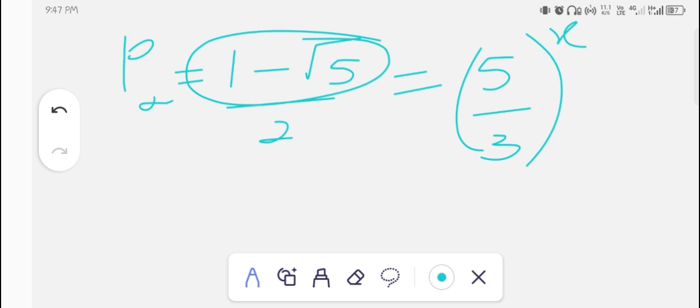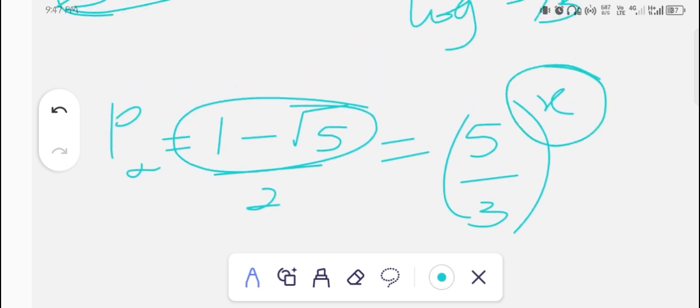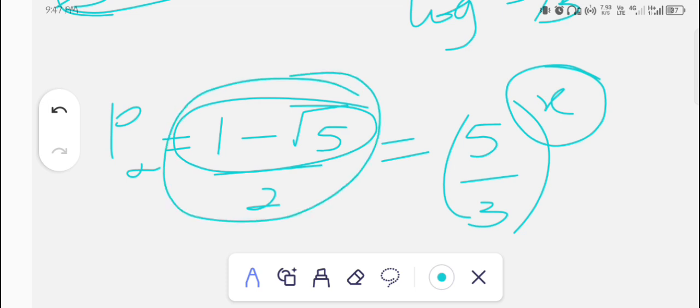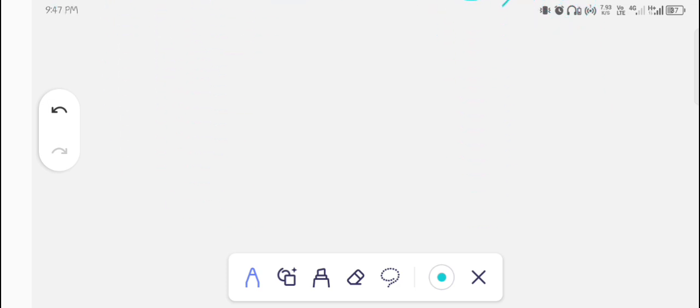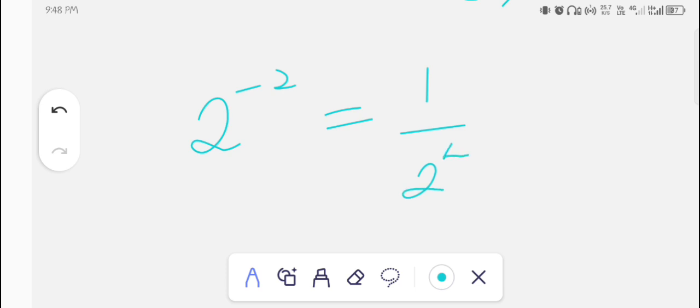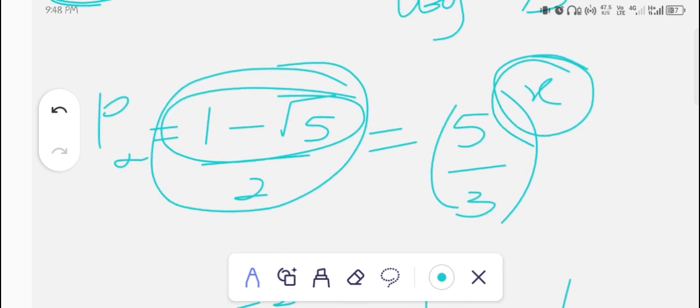There is no way we can have x as a power that will result to a negative value. Are we there? Good. So even if we have, for example, 2 raised to the power of minus 2, it can never give us a negative value. This will rather give us a positive value of 1 over 4, right? So we cannot have an index here, that is a value of x, that will result towards a negative solution.